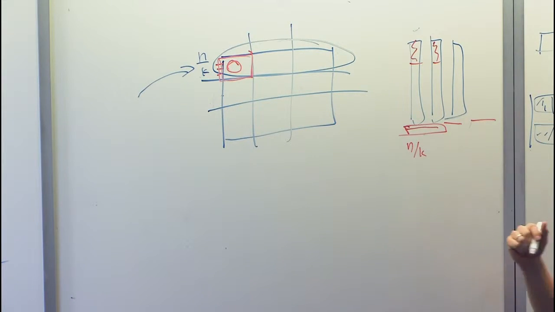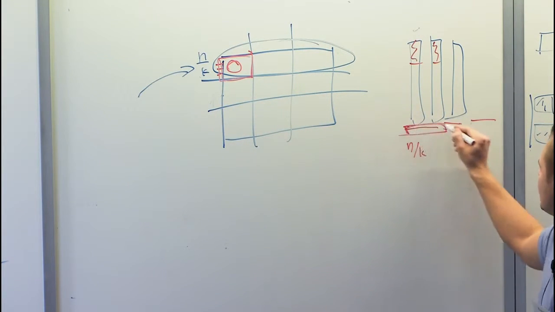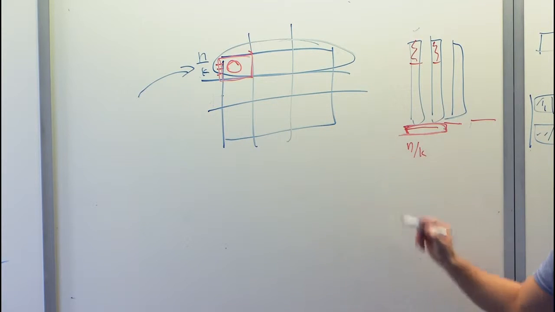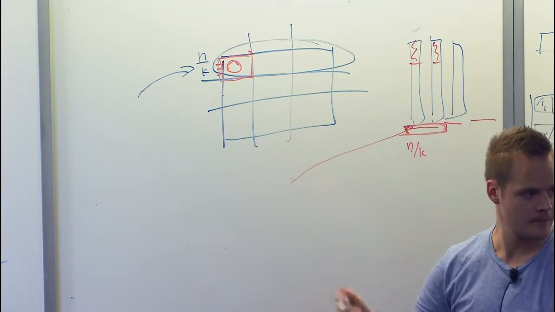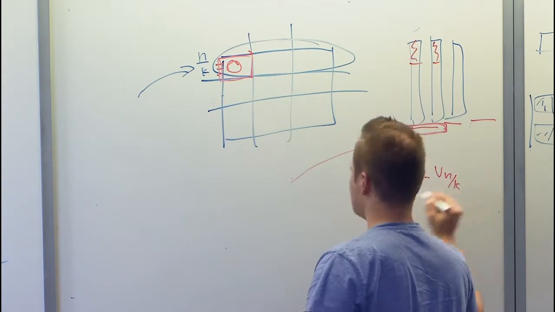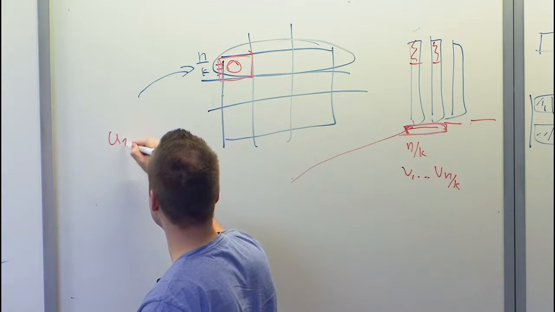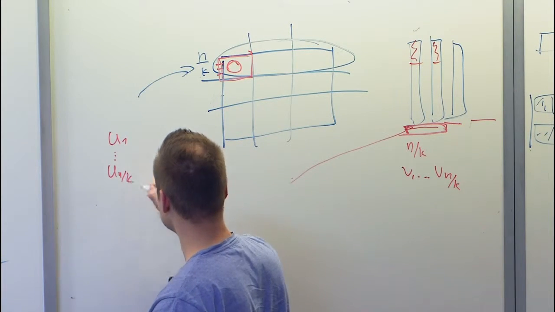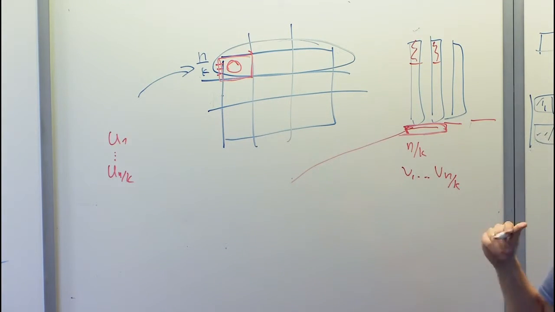What you start by doing is that for each of these n over k vectors, v1 to v n over k, you create a corresponding u vector. So you create u1 to u n over k. Initially, these are all ones vectors.